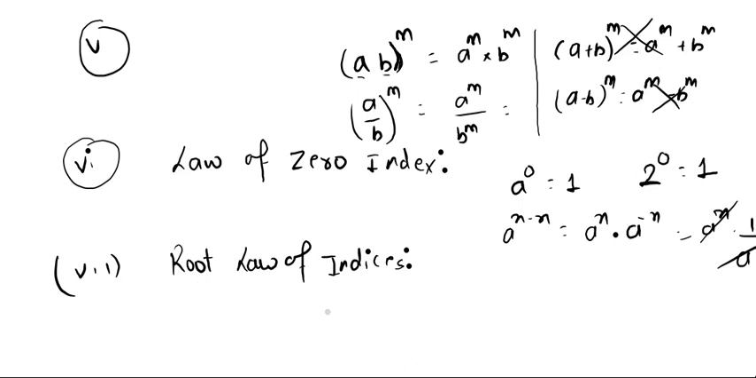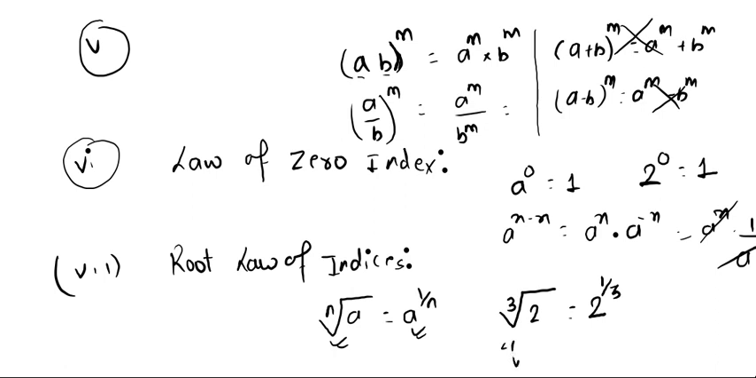Suppose I have the nth root of a. This root can be changed into the form a power 1 by n. This means the same thing. Suppose I have the cube root of 2. What I can write is 2 power 1 upon 3, because in place of n we have 3, so it becomes 1 upon 3. If we had 4 in place of 3, the result would be 2 power 1 by 4.